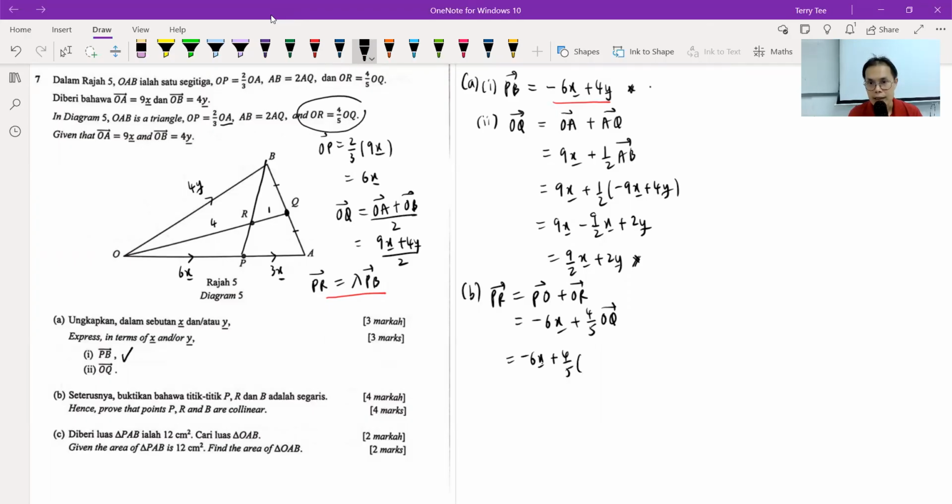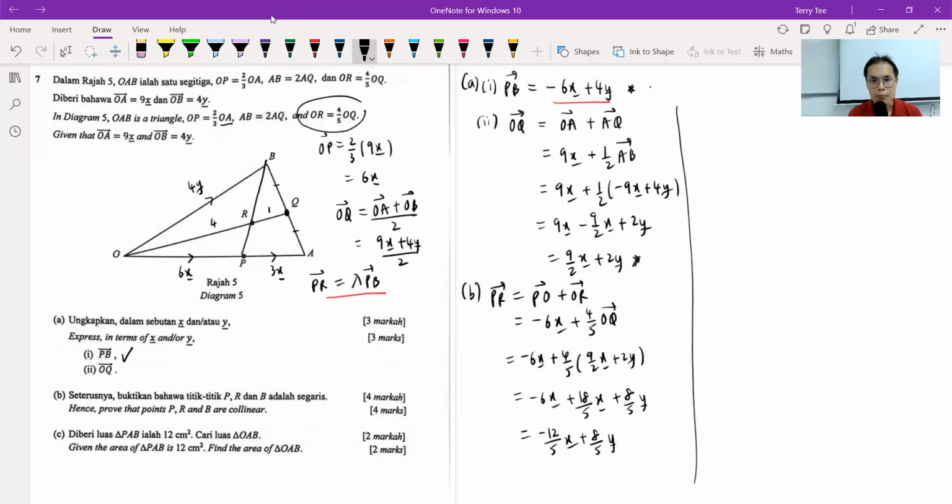of my OQ, which is 9 over 2 x plus 2y. So when you multiply inside, 4 and 2 can cancel. So you're left with 18 over 5 x plus 8 over 5 y. Now, this minus 6x plus 18 over 5 x, I can add them. Minus 6 times 5 is 30. Minus 30 plus 18 is negative 12 over 5 x plus 8 over 5 y. So that's my PR. I've got my PR already.